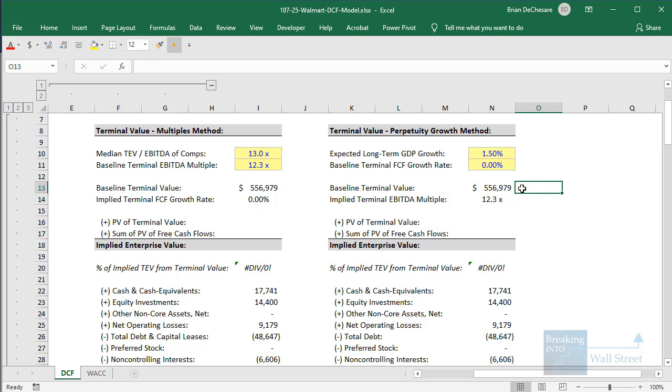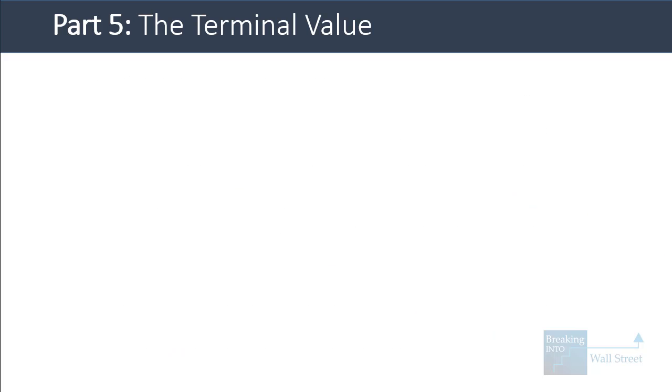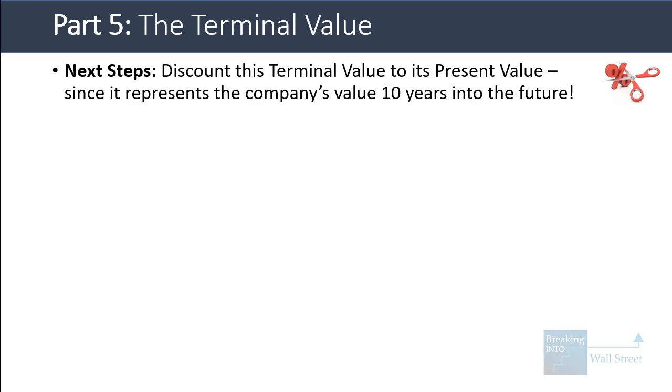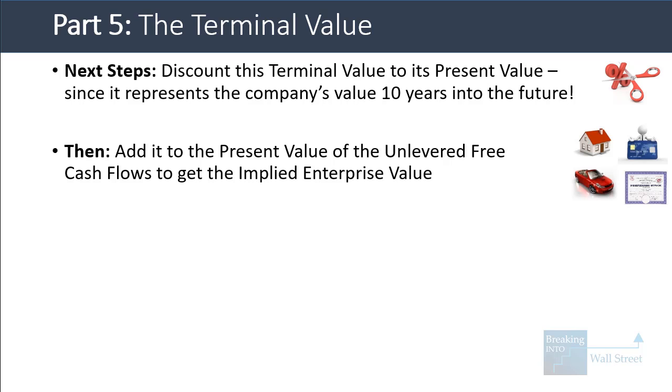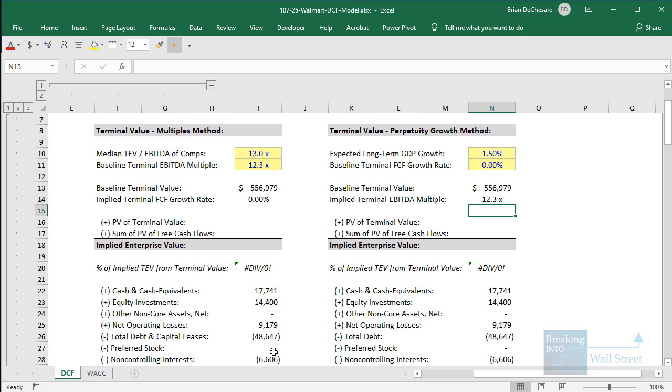If you get an implied growth rate of 10%, your multiple is way too high. And if you get a multiple that is far out of line with the public comps or the other similar peer companies in the market, then maybe your growth rate assumption is off. Once we have this, we can discount the terminal value to its present value because it represents the company's value 10 years into the future, but we want what it is worth today. And then we can add it to the present value of the unlevered free cash flows to get the implied enterprise value. Let's see how that's done.